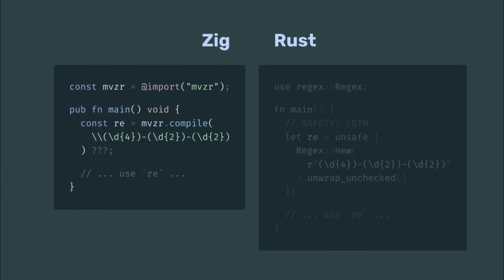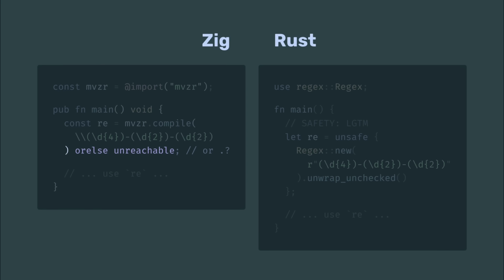In Zig, we can again use the orelse keyword, but this time for the action in case the regex is invalid, we can say unreachable, which is an elegant way to signal to the compiler that this code path is impossible. There's another good use case for this.